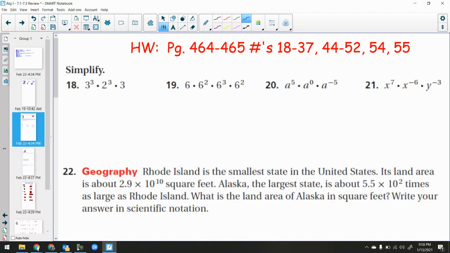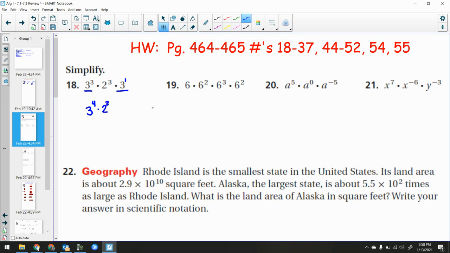We'll go through question by question here. All right, so number 18 here. Next up, I've got like bases here. Don't forget that that's a power of 1. So it's 3 to the 3rd times 3 to the 1st is 3 to the 4th, times 2 to the 3rd. And I'm going to leave it like that for right now.